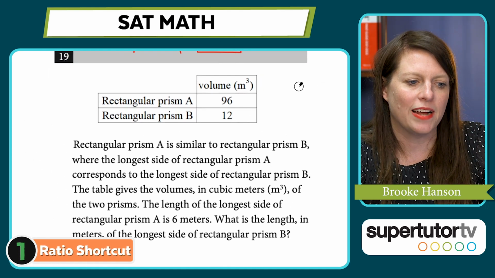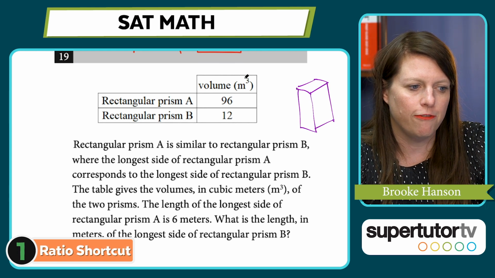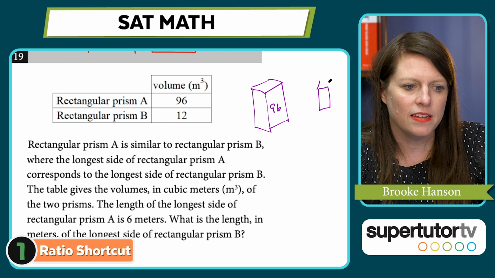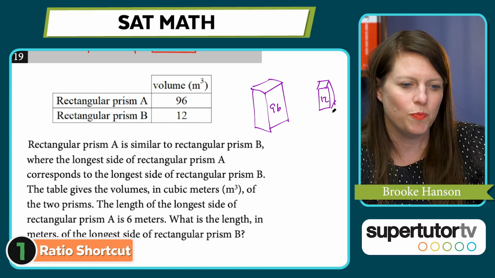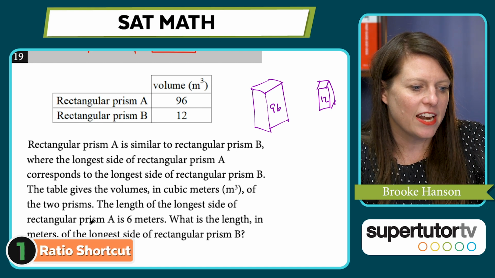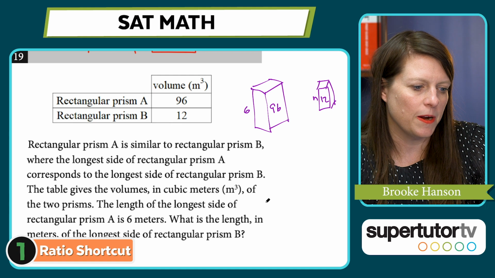Here we have 2 boxes, okay? One is a big box, and it has a volume of 96, and the other is a smaller box, and it has a volume of 12. Remember, a rectangular prism is just really fancy for like a shoebox shape rectangular box. So we have these similar shapes. The table gives the volumes. The length of the longest side of prism A is 6, so that means like this is 6, and then we want to know what is this side length. I just called it n over here.